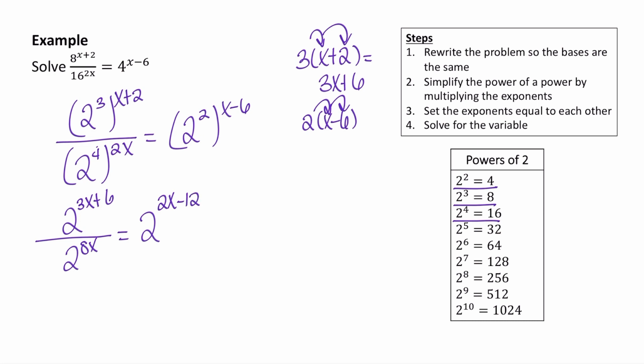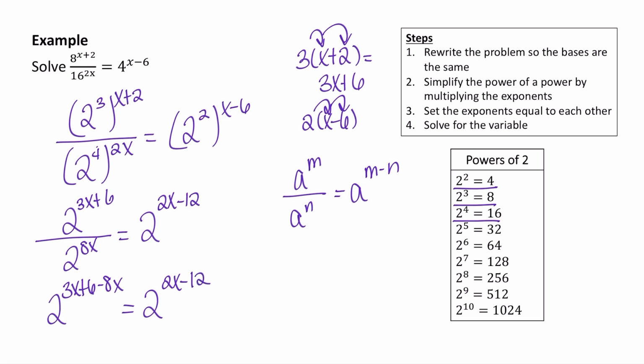So now we need to simplify this problem, right? So notice that we have a place where we can use that quotient property. We have a to the m over a to the n, same base but different exponent, and when we're dividing, we're going to subtract those exponents. So what I can do here is I can say this is 2 to the 3x plus 6 minus 8x equals 2 to the 2x minus 12, okay? And when I subtract those exponents, I combine that 3x and minus 8x, so that gives me 2 to the negative 5x plus 6 equals 2 to the 2x minus 12, okay?